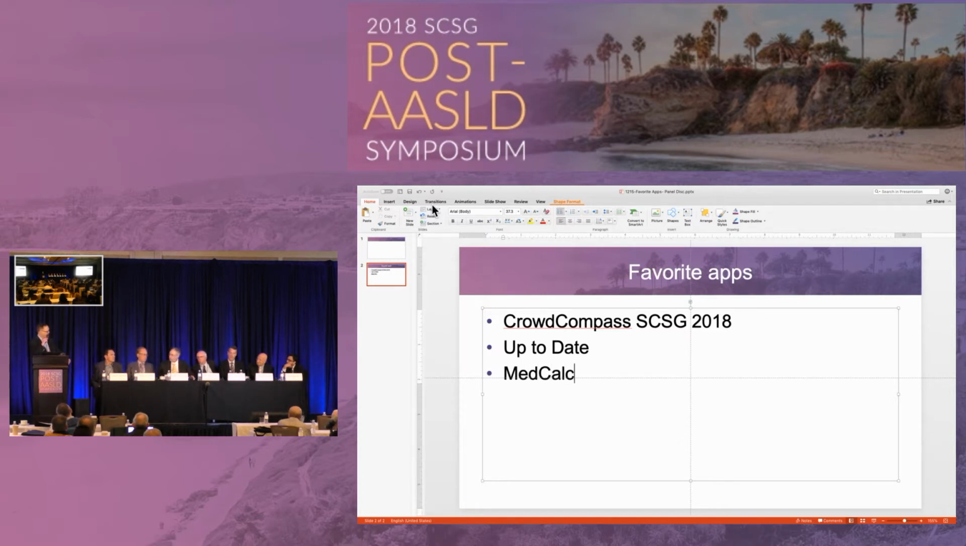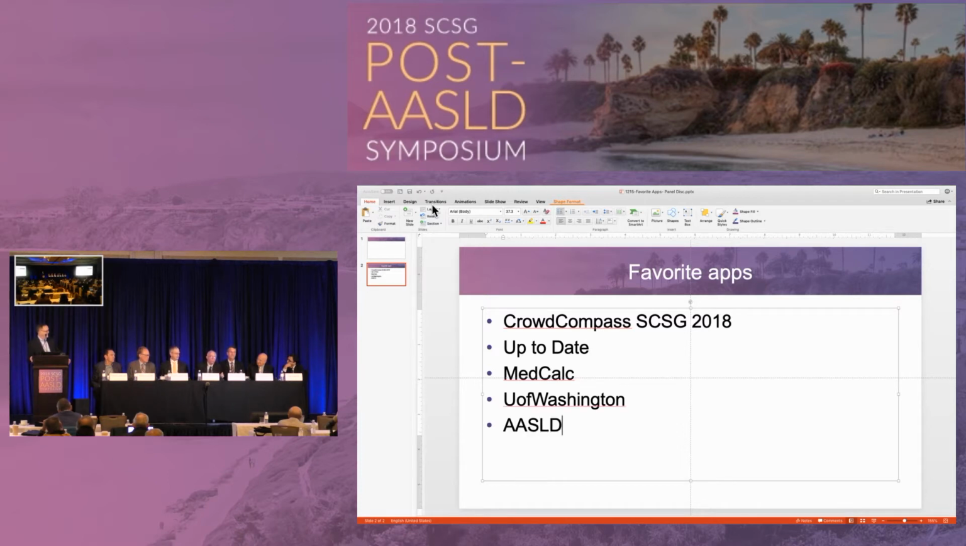And I might add, UpToDate, I learned at AASLD is that every time that you log on and create a search, you get MOC points. You get a half a MOC point. That's what I was told at one of the seminars. Okay, I don't use UpToDate, but I'm going to start now. I wouldn't call it an app. The only thing that I use for Hep C is the AASLD IDSA guidelines.